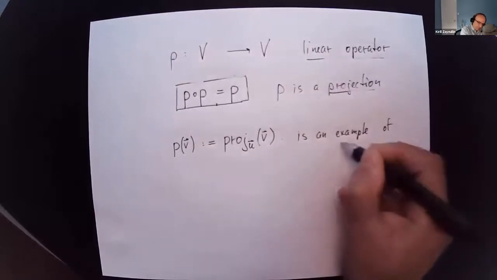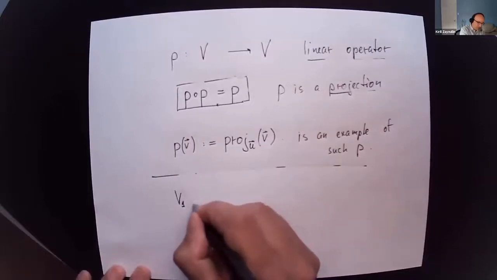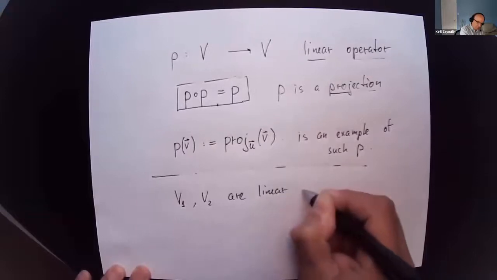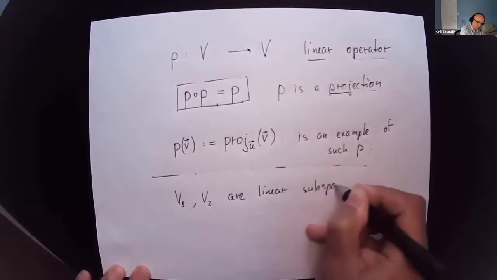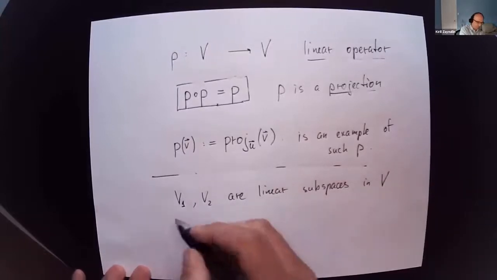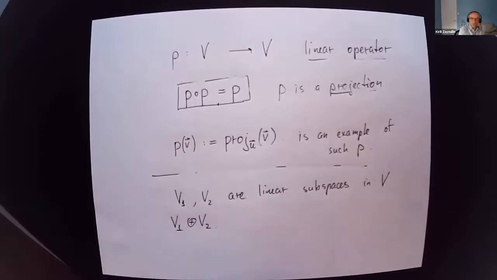Take two linear subspaces, V1 and V2, in some vector space V. Then what we can do is try to add them in a way that V1 and V2 sort of do not intersect. Well, rather, it's better to say that they intersect along the zero vector only, right?